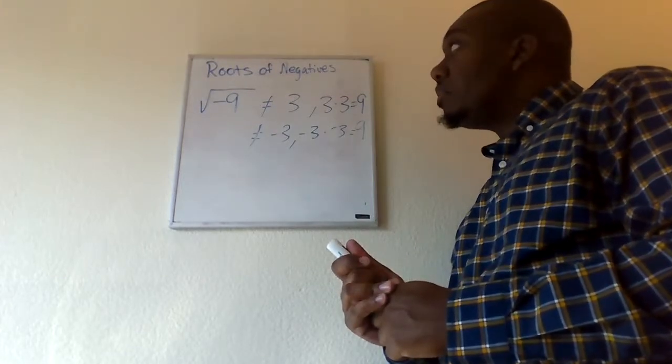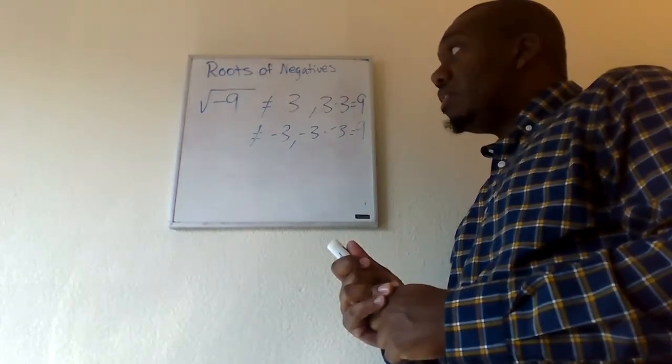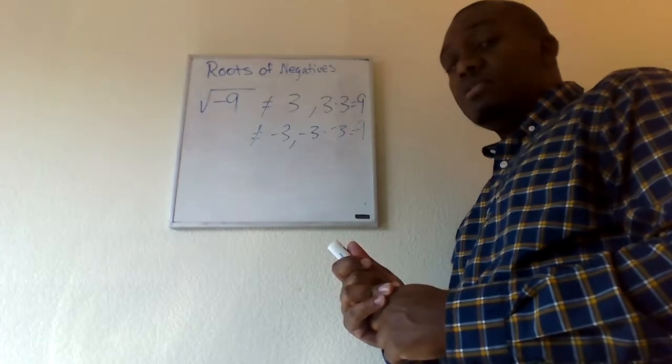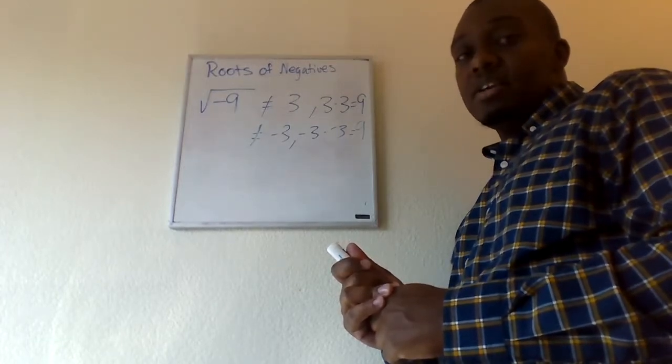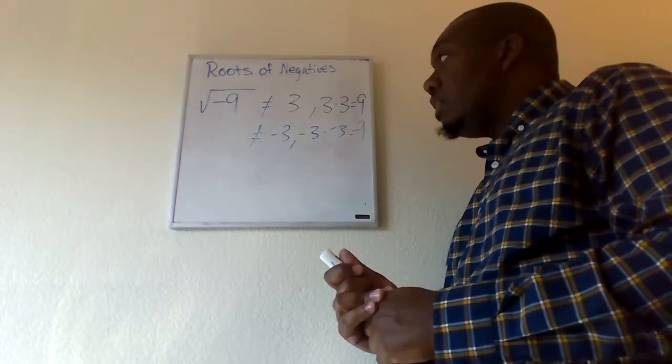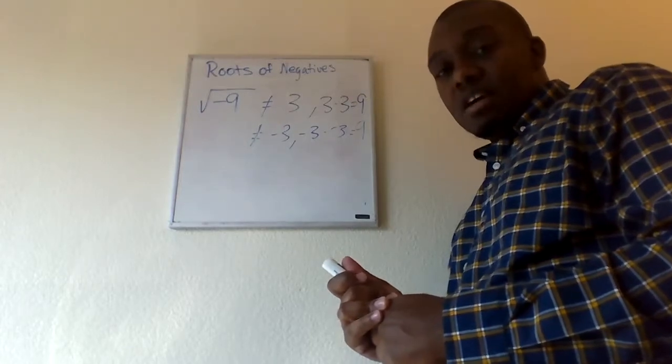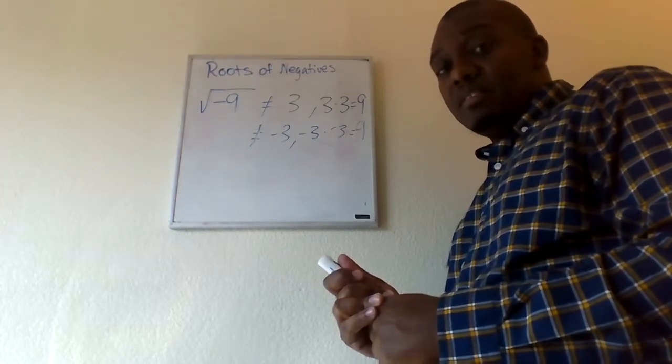So anyway, roots of negatives. Take the square root of a negative number. There is no real number that works for that. There is not an integer that you can get. Just because you have a negative underneath the square root does not mean your answer is negative.